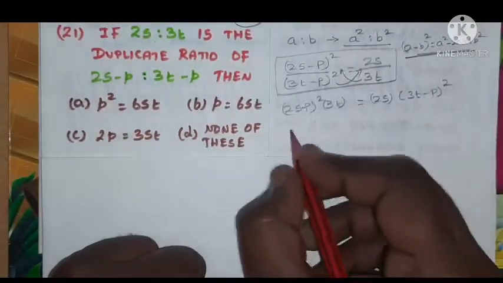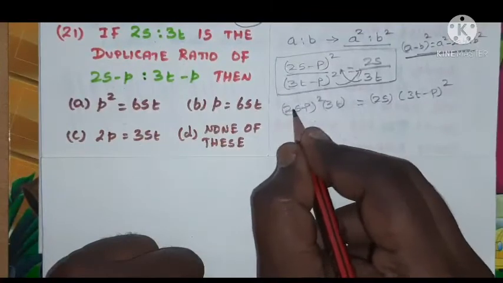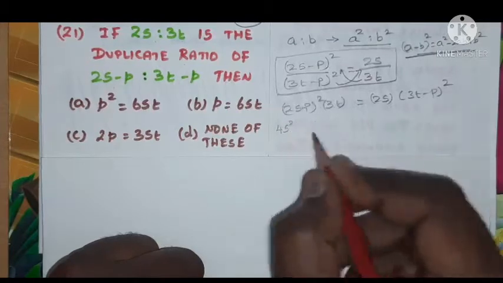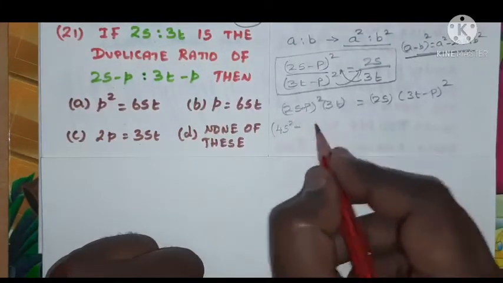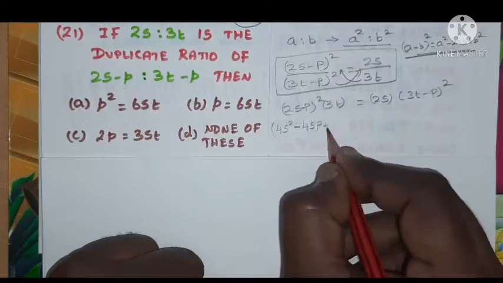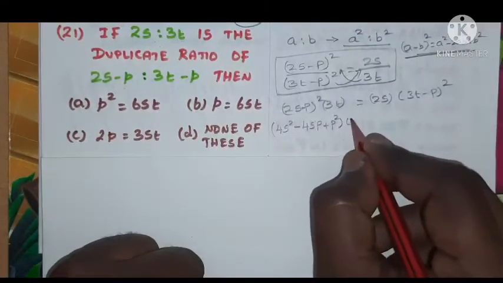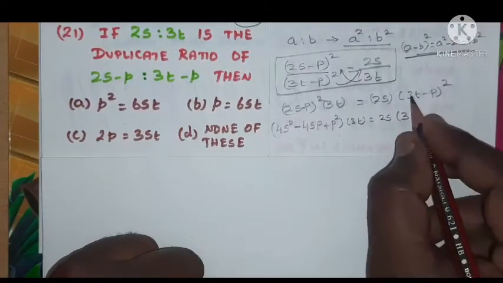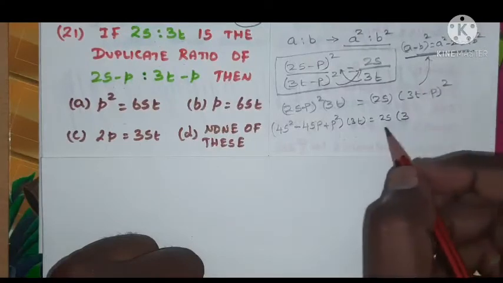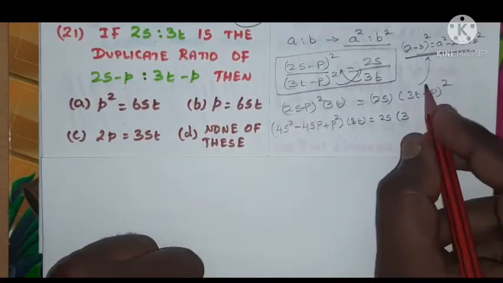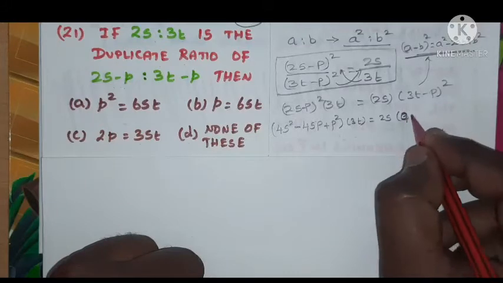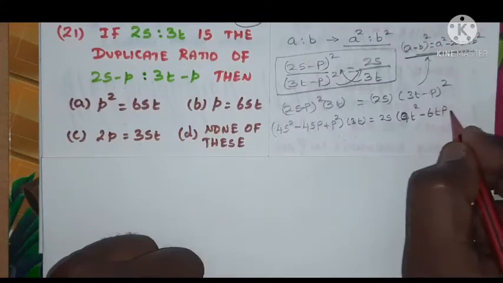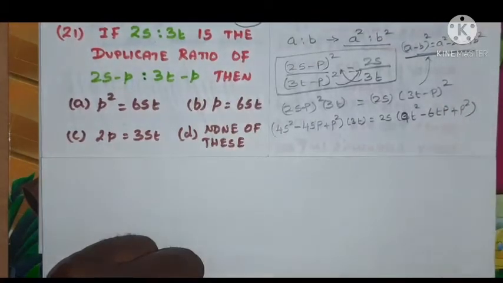So if I apply this, now we'll get (2s)², so 2 squared and s squared, so 4s² minus 2 into 2 is 4, so 4sp plus p², into 3t, which is equal to 2s into, here also (3t − p)² is in the form of (a − b)², so (3t)², 3 3s are 9, so 9t² minus 2 3s are 6, so 6tp plus p², right?